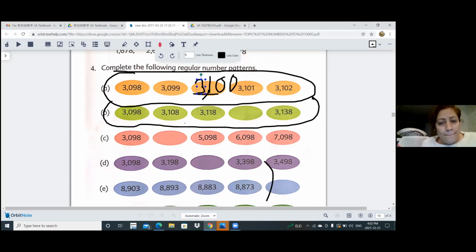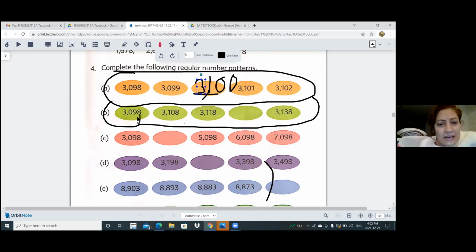It is shrinking. Think again. 98, 108, 118, 138. It's increasing. Decreasing? Uh-oh, it's not plus 8. What are they adding each time? We are adding 10. That's right.